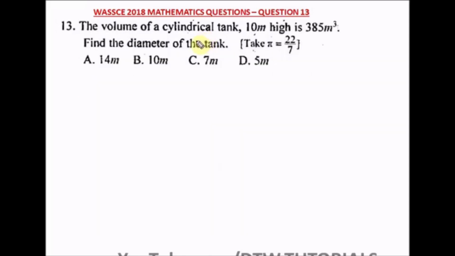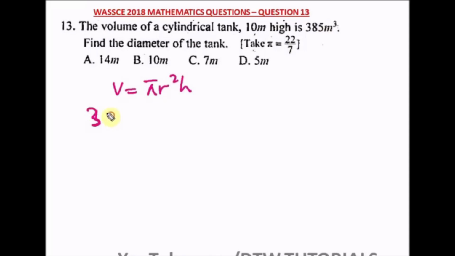Question 13 of the WAEC 2018 Mathematics Past Question, that's your WAEC exams. It says the volume of a cylindrical tank 10 meters high is 385 meter cube. Find the diameter of the tank. Okay, so what's the volume of a cylinder? Since it's a cylindrical tank, the volume of a cylinder V is equal to what? Pi r square h.